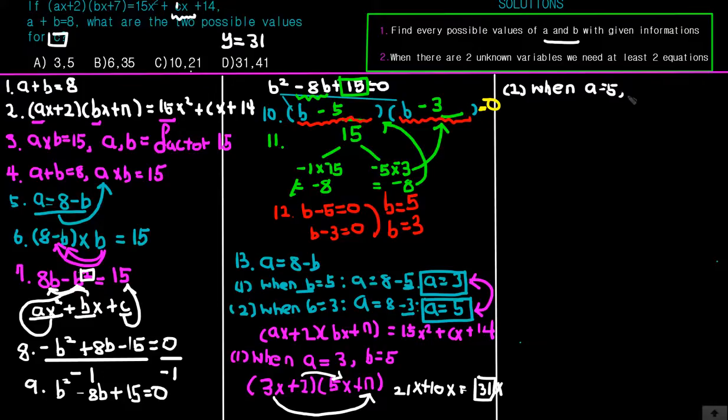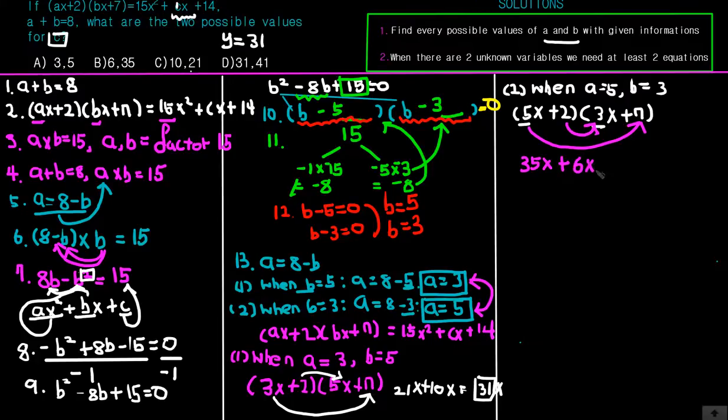And for the last step, there is also a second possibility when a is equal to 5 and b is equal to 3. That is going to be (5x plus 2)(3x plus 7), where 5 is the value of a and 3 is the value of b. And we can do the exact same thing: we multiply the x term and the constant term, which turns into 35x, then plus 2 times 3x is positive 6x, which gives us 41x. So the c value is 41.